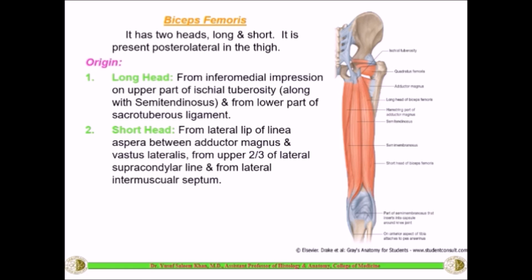This is about the long head. The short head will be taking origin, as I said, from the lateral lip of the linea aspera. Linea aspera is the posterior border in the shaft of the femur. So the short head will be taking origin directly from the lateral lip of the linea aspera between the adductor magnus and the vastus lateralis, from the upper 2/3 of the lateral supracondylar line and from the lateral intermuscular septum. This is the origin of the short head, not only from the linea aspera but from the upper 2/3 of the supracondylar line.